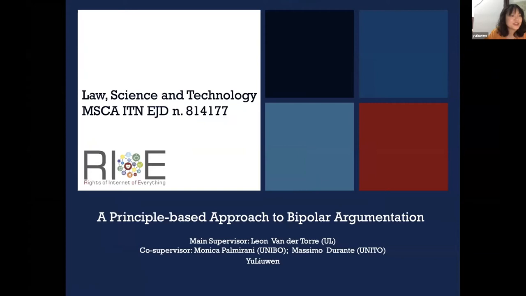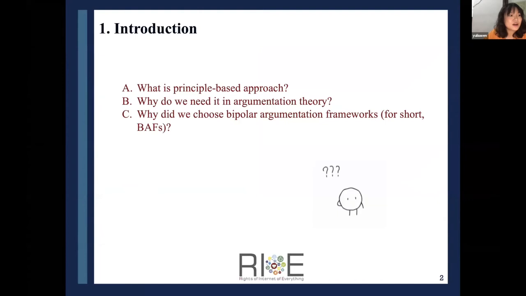My main supervisor is Professor Leon from Luxembourg University, and today I'm going to talk about a principle-based approach to bipolar argumentation. Before introducing our main content, I'd like to answer these three questions. First, which are the foundations of our research. These are what is the principle-based approach, why do we need it in argumentation theory, and why did we choose bipolar argumentation frameworks? For short, we call them BAFs.